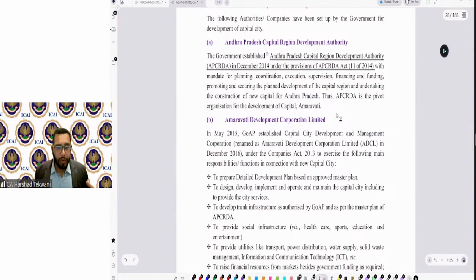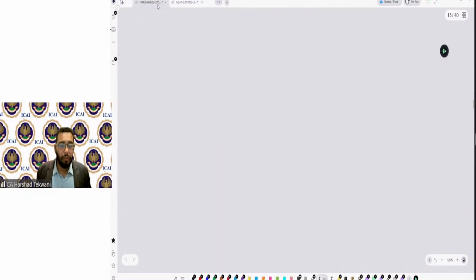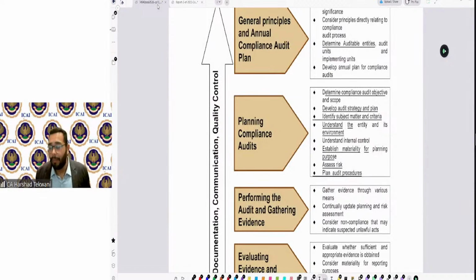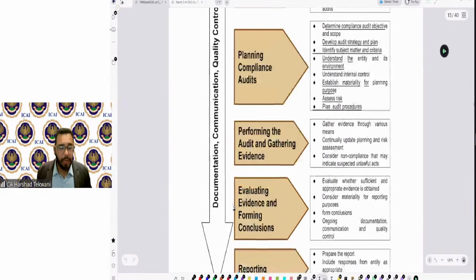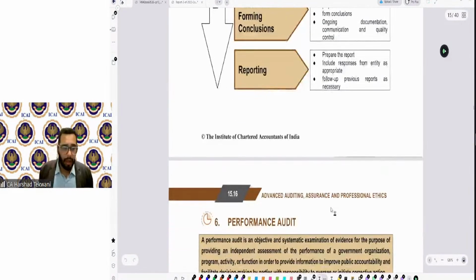Okay, so basically these particular departments or authorities work in a different way. They have different decision making authorities, and accordingly we need to understand first what the entity is about, what is the background of the entity, environment, internal controls, decision making, where is the risk, what is the amount we are looking for, and then you will perform the audit and then evaluate and report the audit.